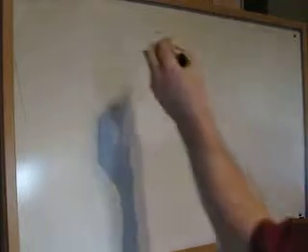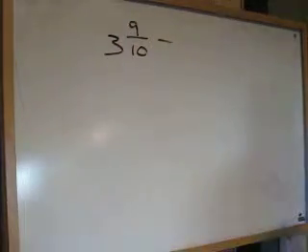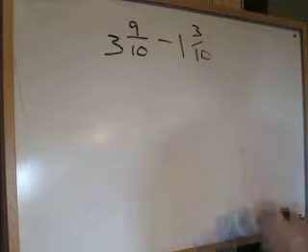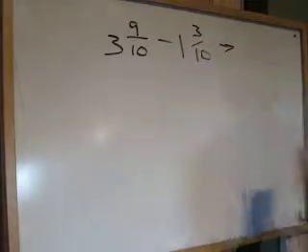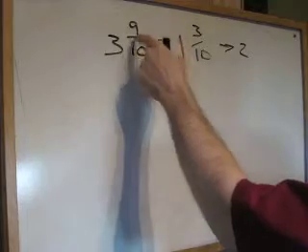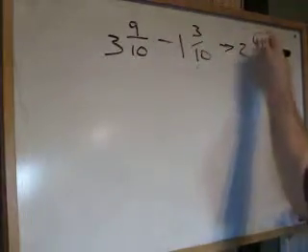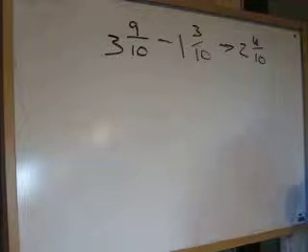Alright, so let's do some subtraction. Same method, not really too much different. Let's do the vertical or the horizontal method first. When you have a common denominator, it makes life a lot easier, because then you just subtract your whole parts. 3 minus 1 is 2. And your fractional parts, well, they're already common denominators, so 9 minus 3 is 6. And you have 2 and 6/10.